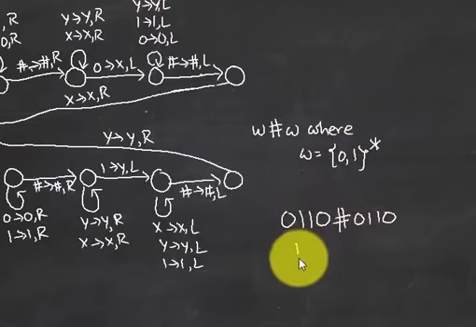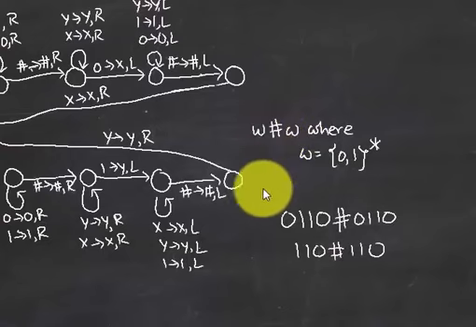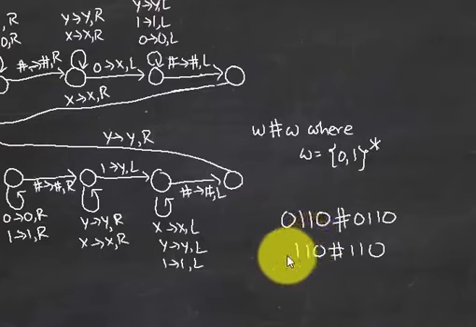It could be 1 1 0 hash 1 1 0. It just has to mean that this should be a mirror image of this. So hash is the one that divides these mirror images, right? So how do we solve this? Let's just try to solve this.